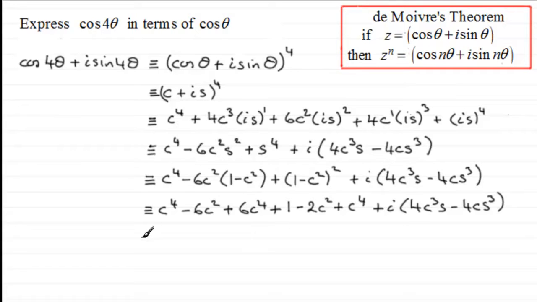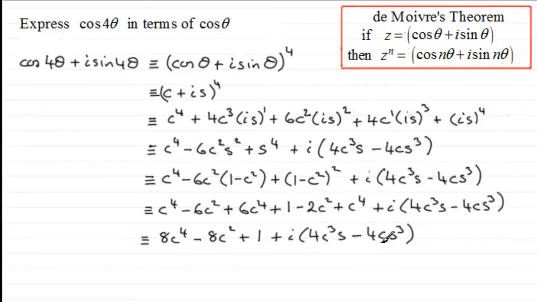Okay, so let's just group this up now. What have we got? We've got c to the power 4, 6c to the power 4, and c to the power 4 there. So that's a total of 8c to the power 4. And then we've got minus 6c squared minus 2c squared, so that's minus 8c squared. And then we've just got the constant there, plus 1. And for the imaginary part, it's just, again, i times 4c cubed s minus 4c s cubed.